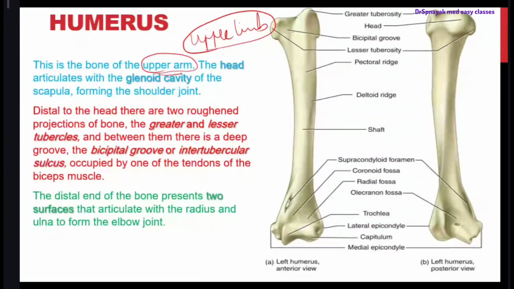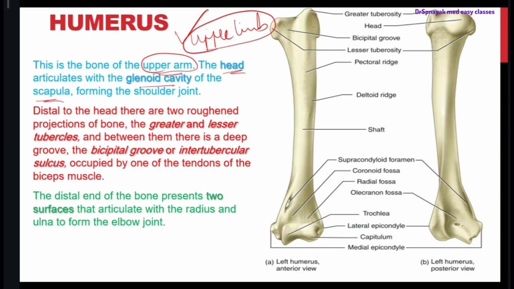So the humerus is the strongest bone of the upper limb. It is the strongest bone of the upper limb. And in the lower limb we have the femur. Okay, we will discuss that also. So this is the bone of the upper arm. And see, I just told you the head mainly articulates at the glenoid cavity of the scapula. This point we already discussed.